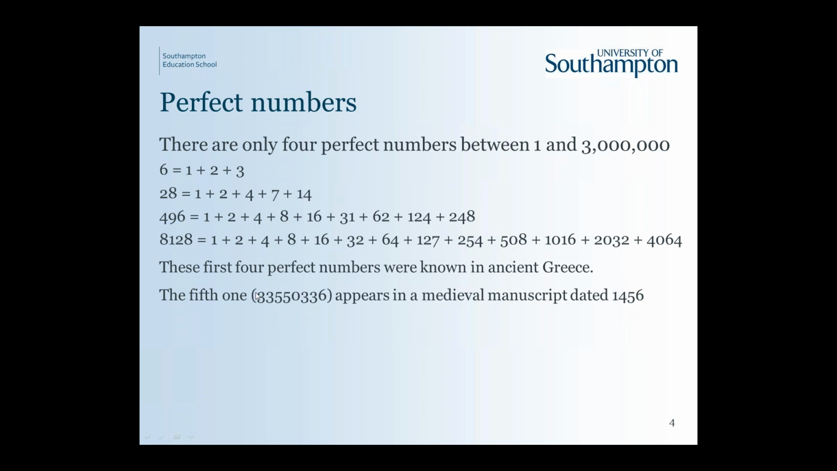The 5th one wasn't found until sometime around the 1400s, I imagine, which was 33,550,336. Just getting the students to tell each other what that number is could take up a load of a lesson. Being able to read numbers, like reading all maths, is something that can cause quite a bit of confusion, especially without commas.